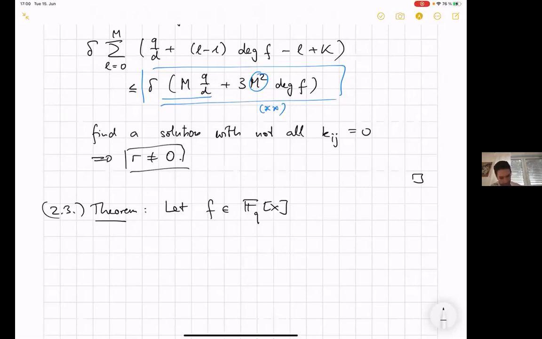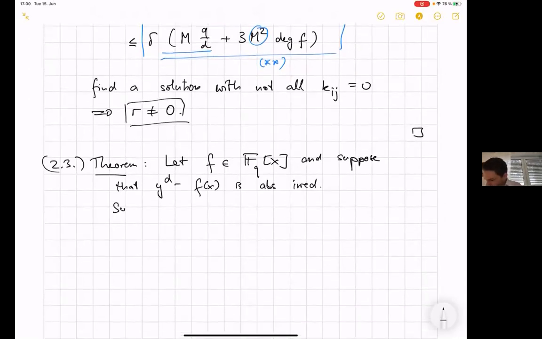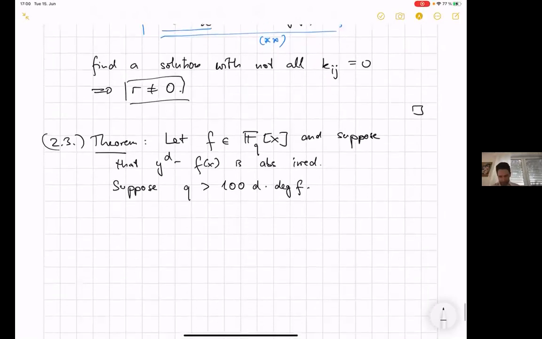So take a polynomial, and suppose that y to the d minus f of x is absolutely irreducible. And suppose now we think of q as being big and everything else being small. So q is bigger than 100 times d times the degree of f. So we think of the degree of f as fixed and d as fixed, basically.